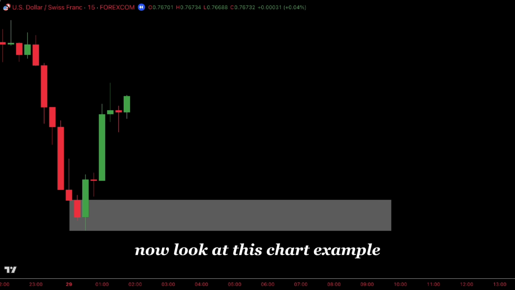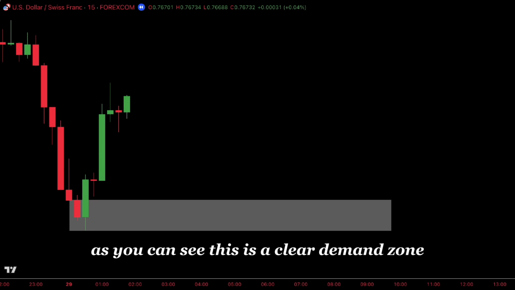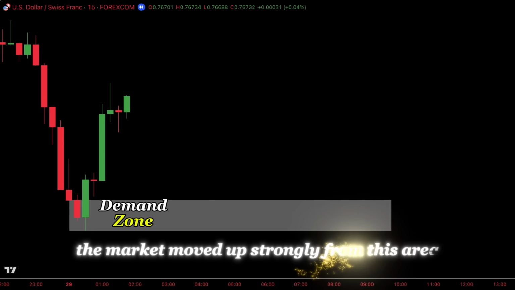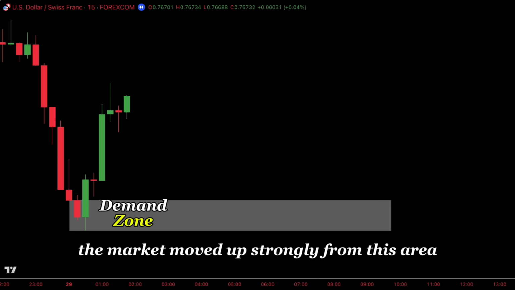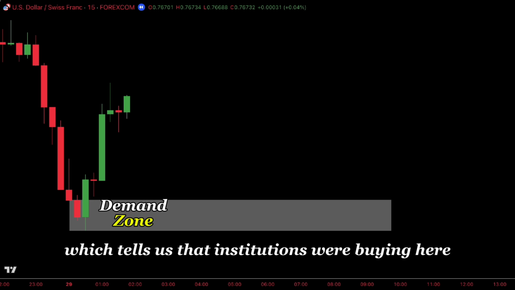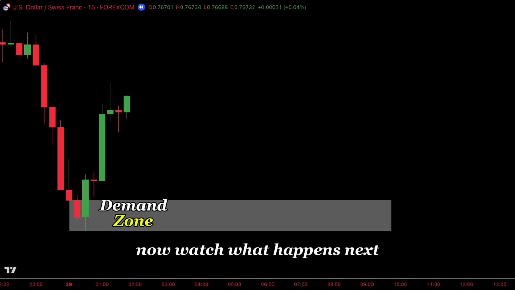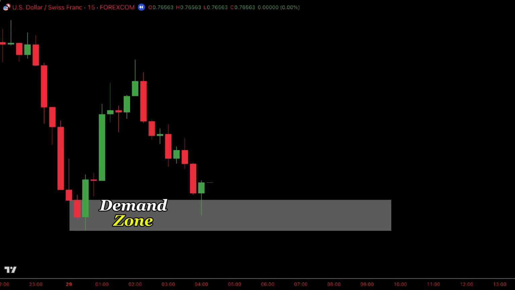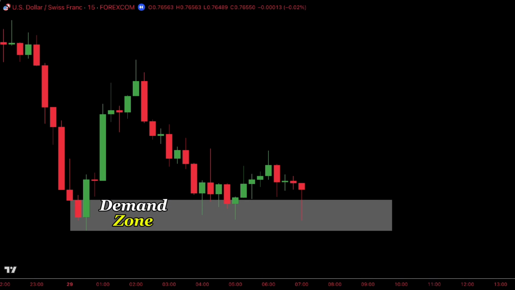Now look at this chart example. As you can see, this is a clear demand zone. The market moved up strongly from this area, which tells us that institutions were buying here. Now watch what happens next. Price retraces and comes back to this key level. Then we start to see rejection signals. We have a pin bar here and another pin bar here, which could already offer entry opportunities.